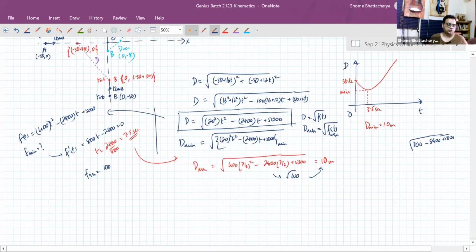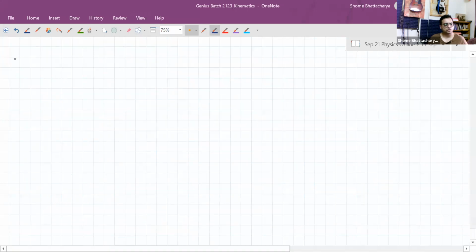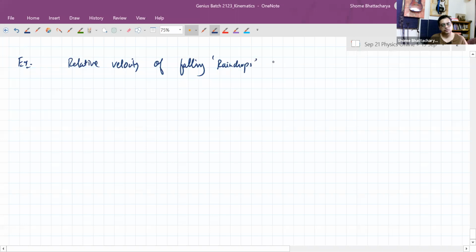Okay. So now we look at another example of relative motion. Relative velocity of falling raindrops with respect to a moving observer. So now first example, let's assume that rain is falling vertically. We'll also take a later example where rain might be falling at a slant because of wind.